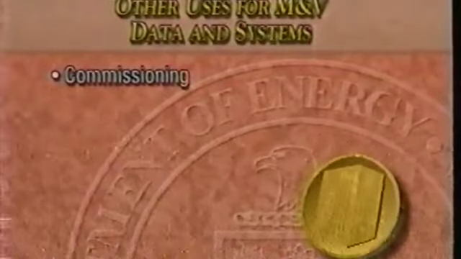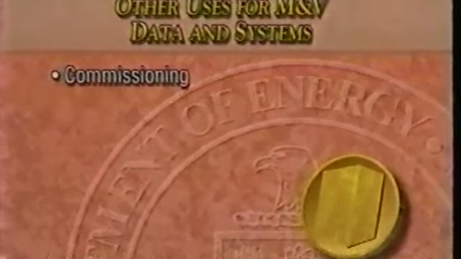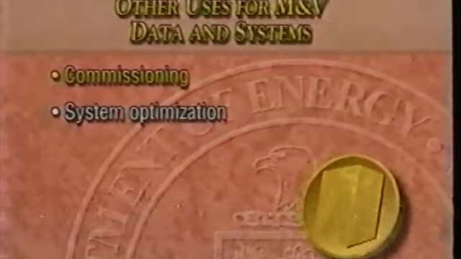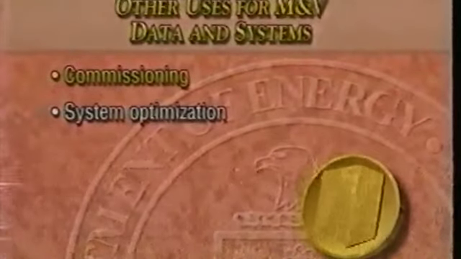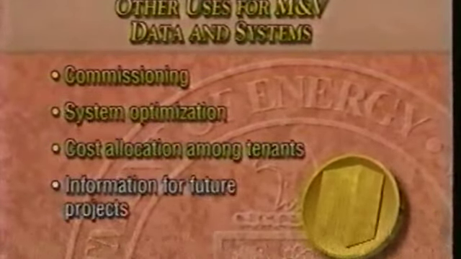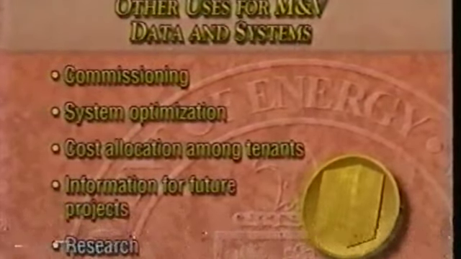Also, when choosing the M&V option and method, remember that the information collected may be used for other purposes, such as commissioning, which we will cover later, system optimization, cost allocation among tenants, information for future projects, and research.